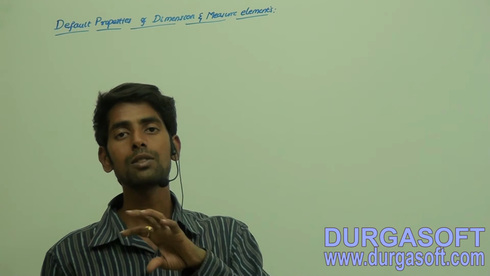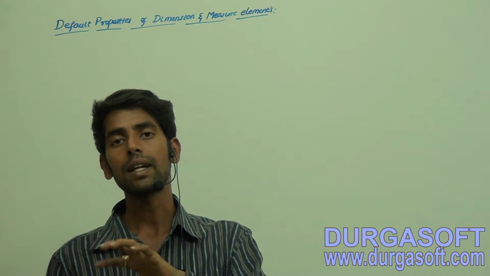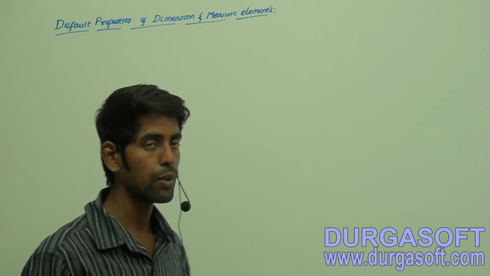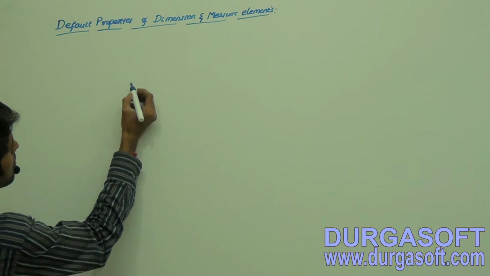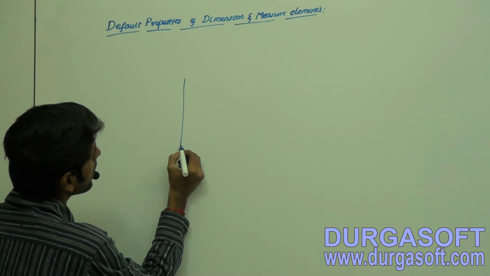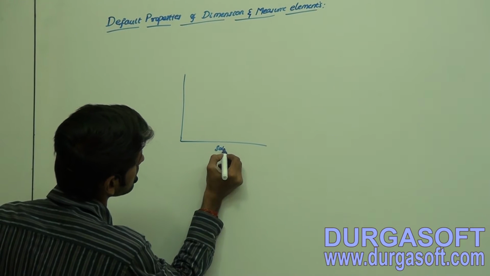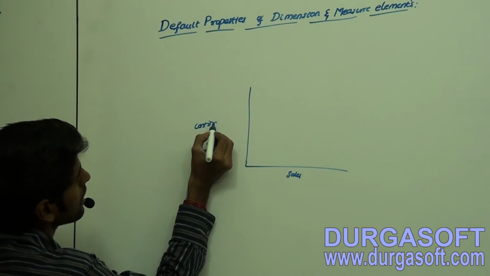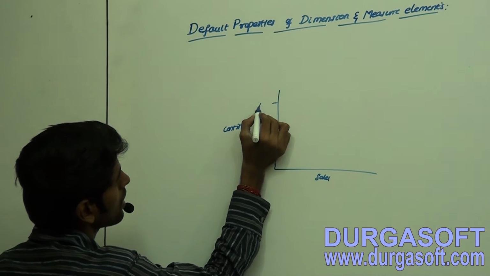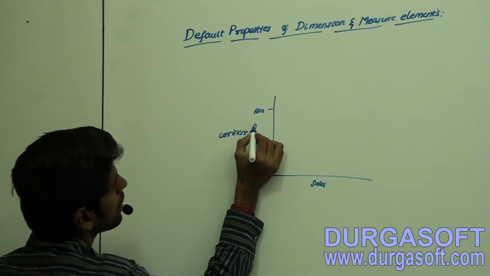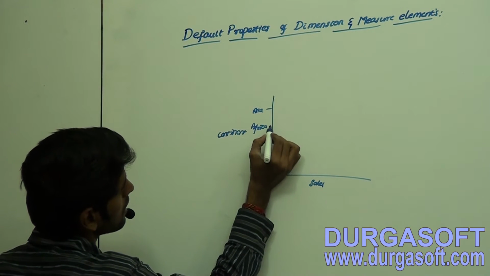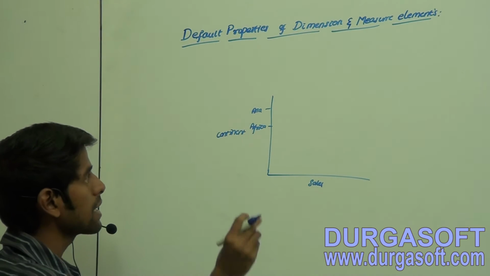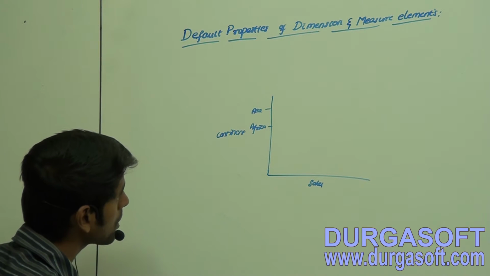At the workspace area or at the graph area we are going to form some shapes. Let me put that. Think that you are having continents on the y-axis and sales on the x-axis. Continents like Asia, Africa, and so on. See, Africa has some amount of sales and Asia also has some amount of sales.